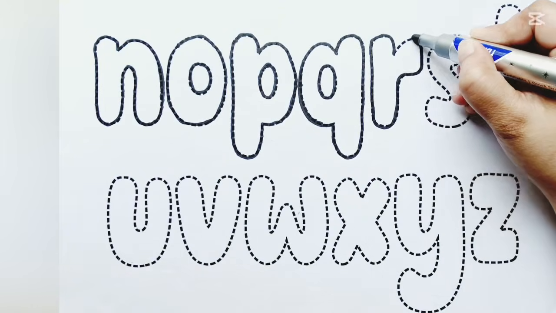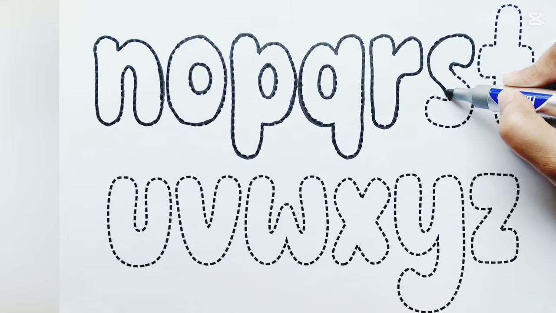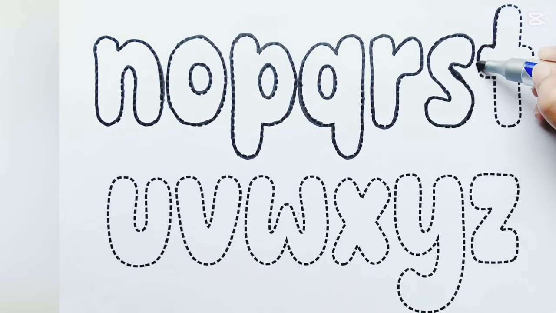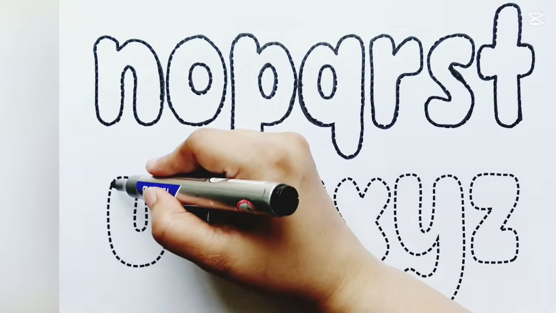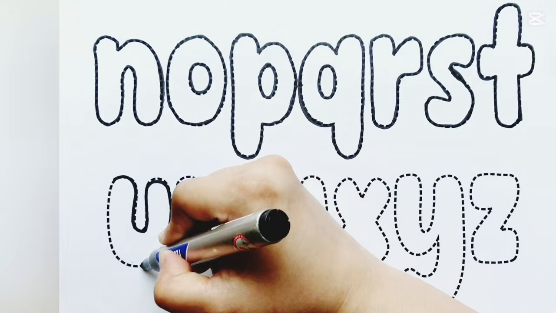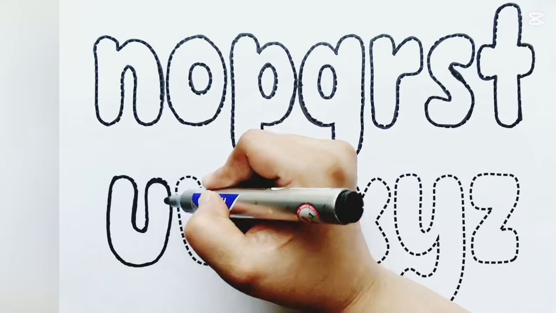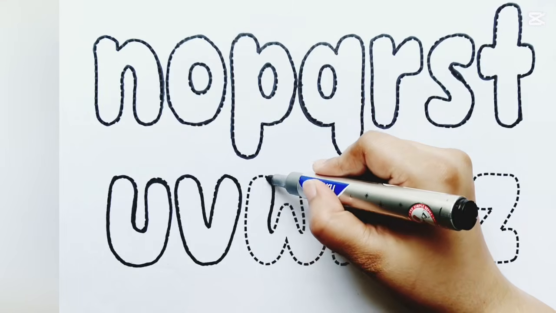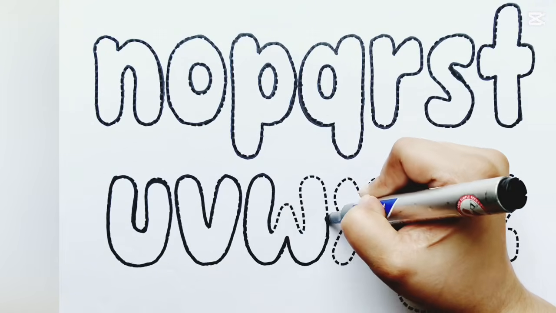R for rainbow. S for snail. T for tiger. U for unicorn. V for violin. W for watermelon.